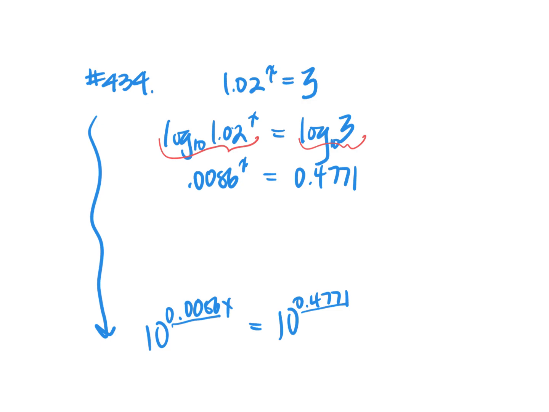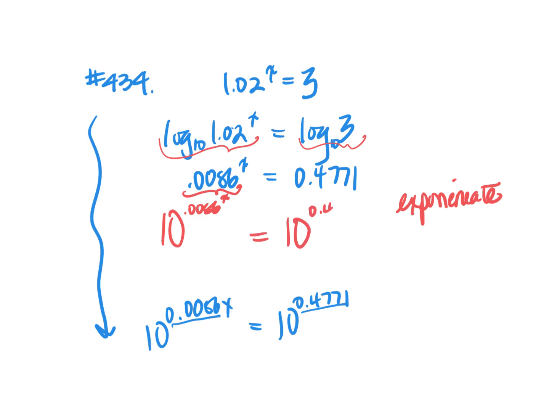The next thing you can do to both sides of an equation is exponentiate. The word is exponentiate, which is raising both sides of the equation to a number. So I can take 10 and raise it to this, to the x, and I could take 10 and raise it to the 0.4771.